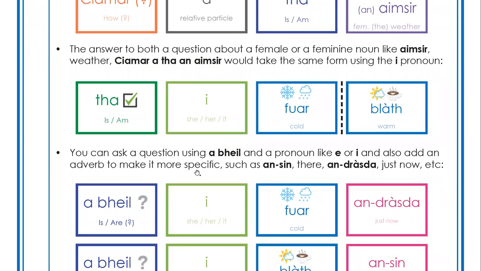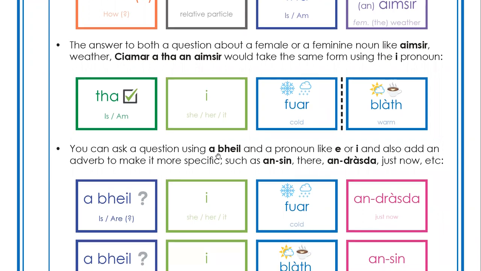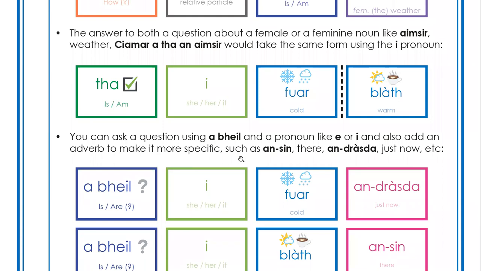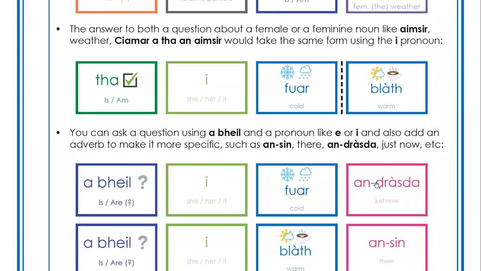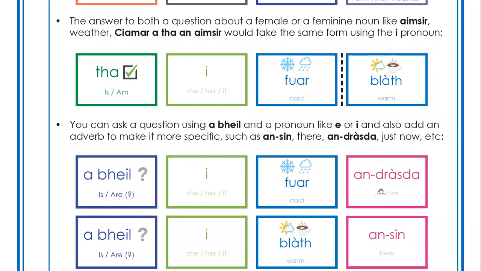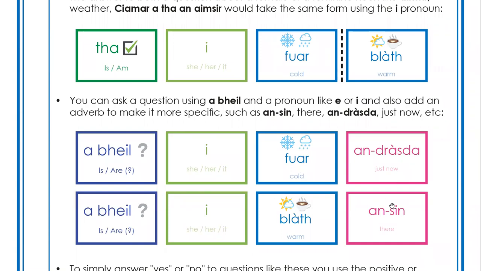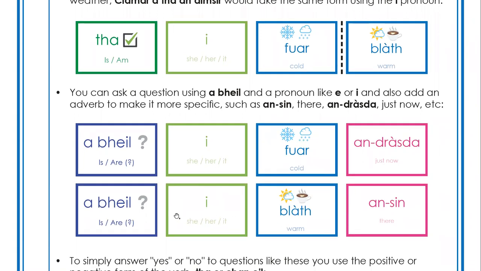You can ask a question using a bheil and a pronoun like e or i. You can also add an adverb to make it more specific, such as an sin for there or an-dràsta for just now. A bheil i fuar an-dràsta? Is the weather, is it cold just now? A bheil i blàth an sin? Is it the weather? Is it warm there? As in a place. A bheil i blàth an sin?